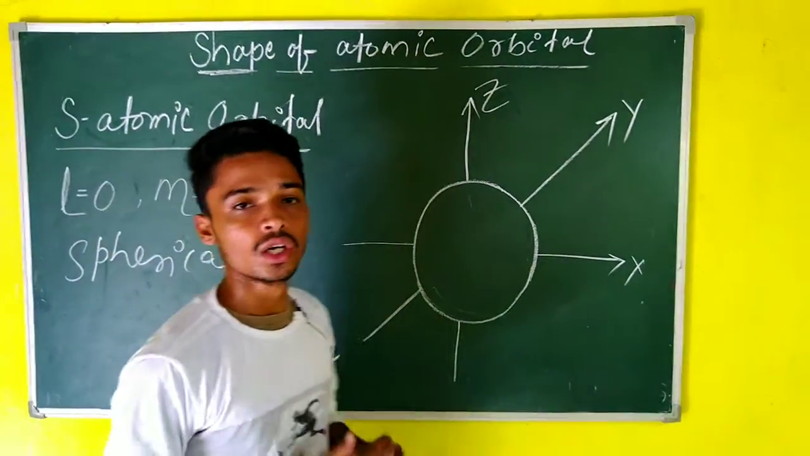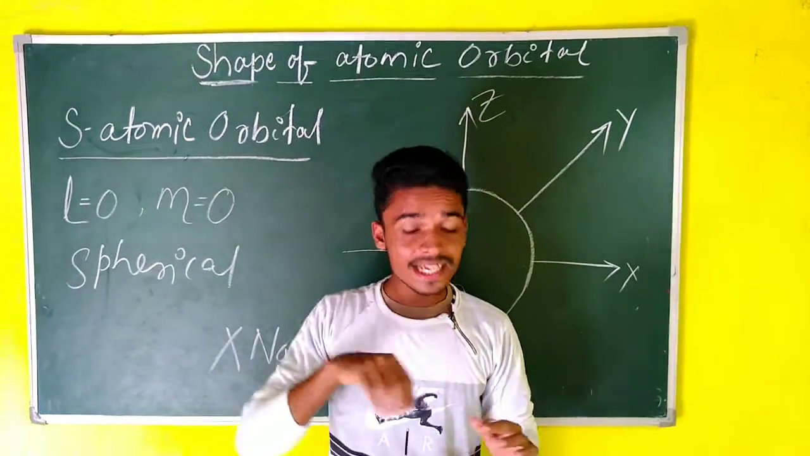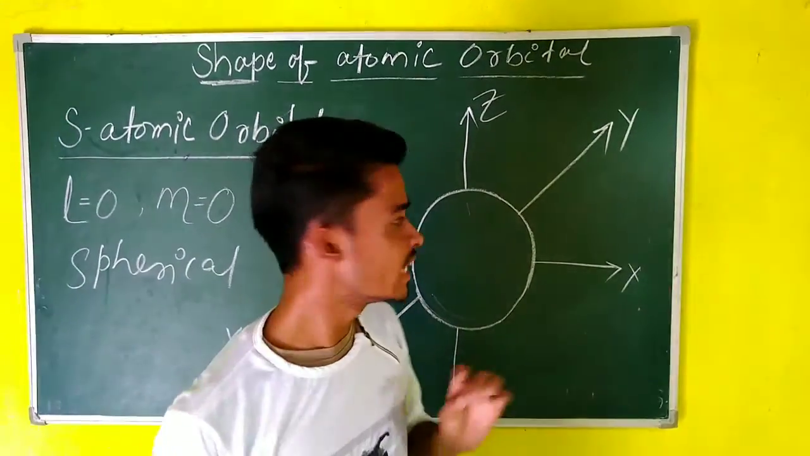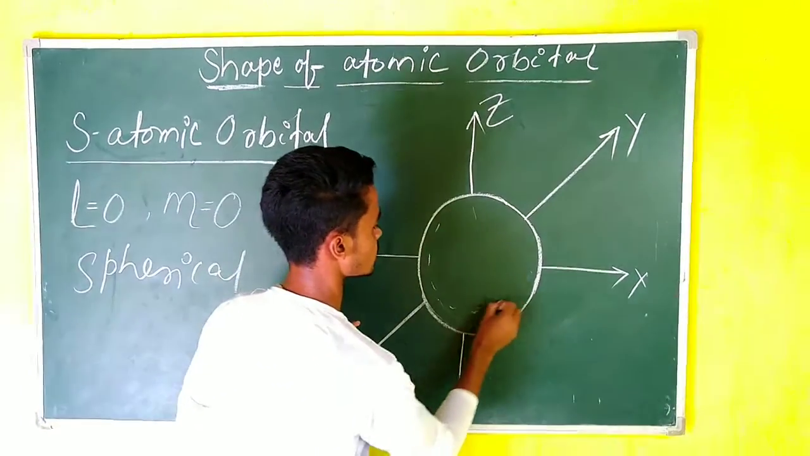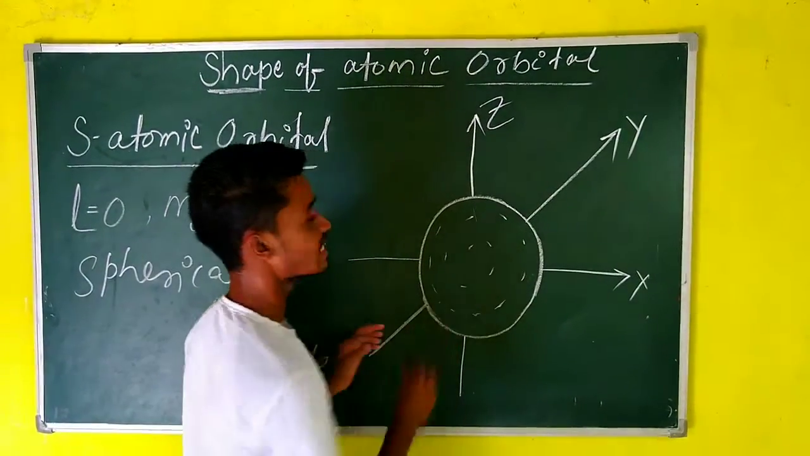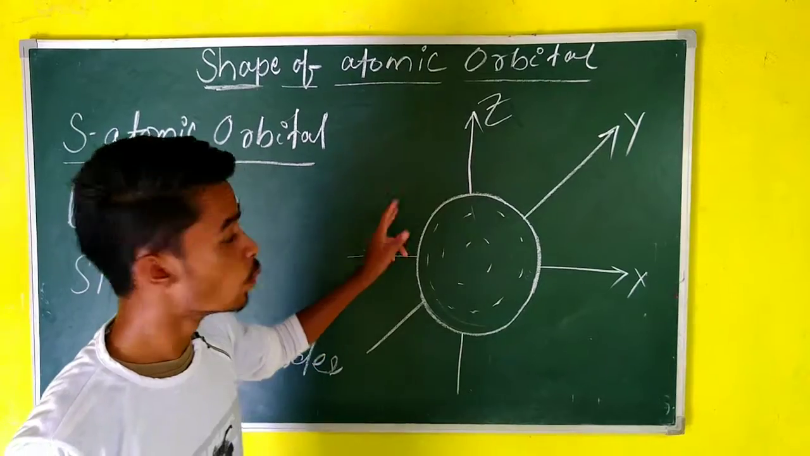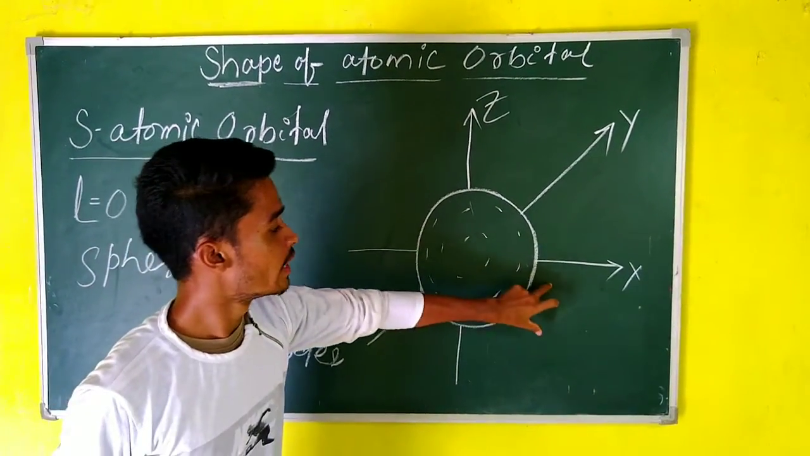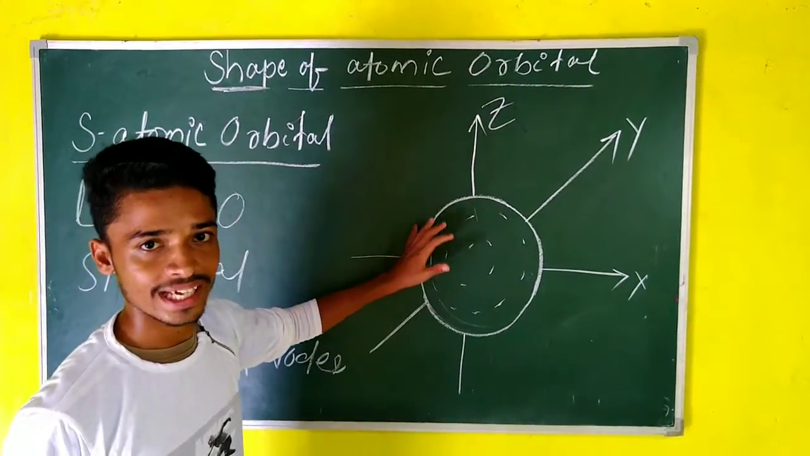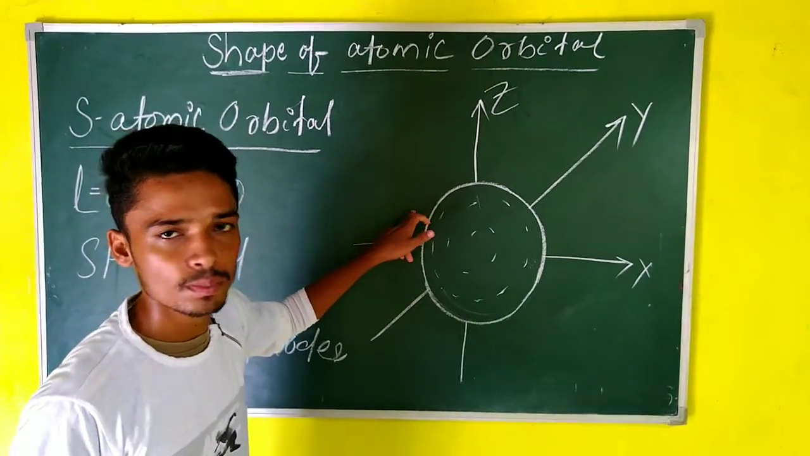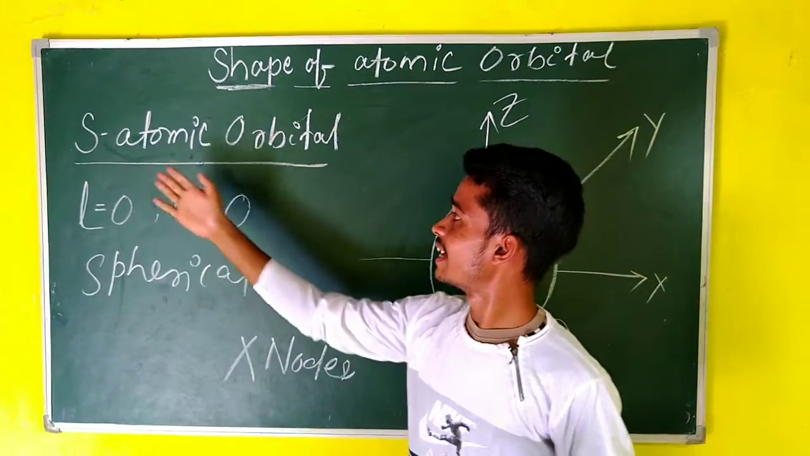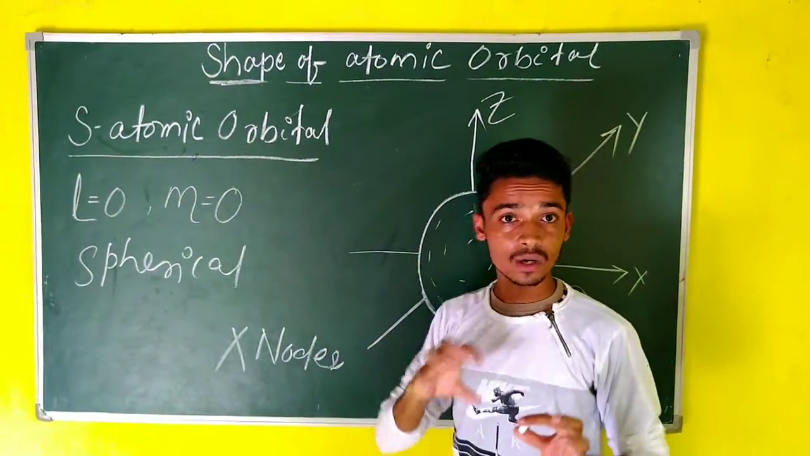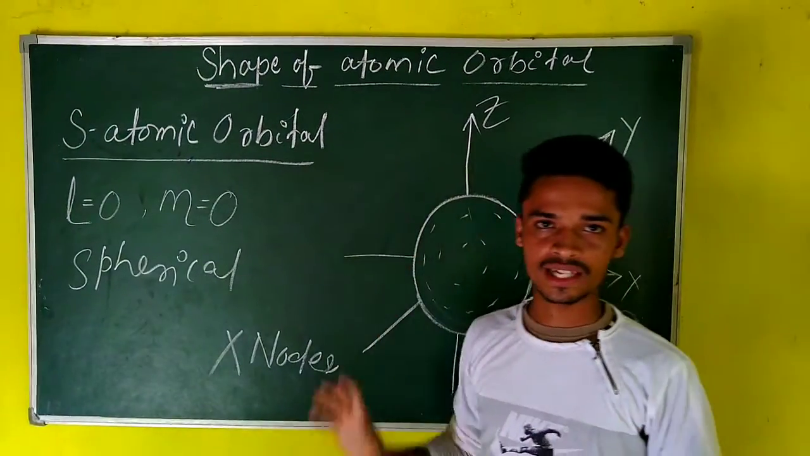What is a node? Node is a spherical space where the probability of finding an electron is 0. This is one shell. There is no space in which we can find an electron. There is no probability and no space to find an electron. So this is all about the s atomic orbital and the shape of the s atomic orbital.